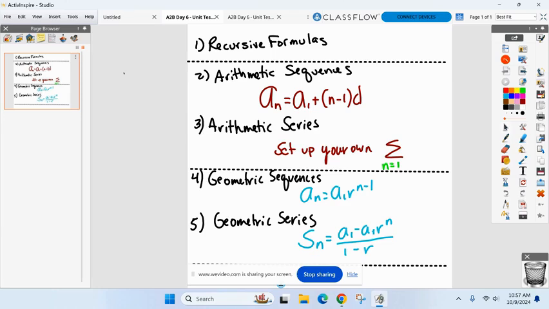Here's all your tests tomorrow. All right, this is posted on Classroom too. Every question tomorrow is going to fall under 3 topics. Is it a recursive formula where you have to use the previous term to get to the next? We'll go over those. It could be an arithmetic sequence, or it could be geometric. It's going to be one of the 3.